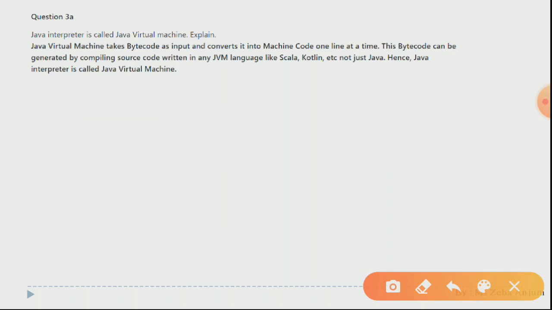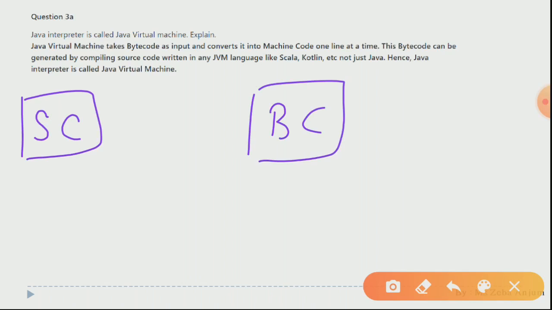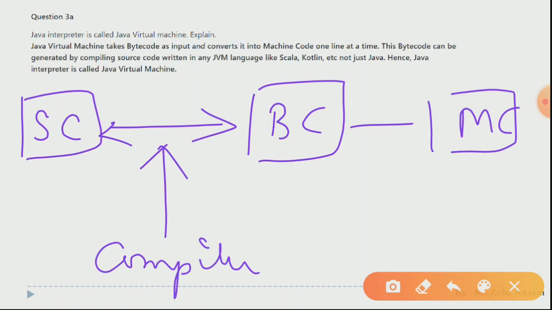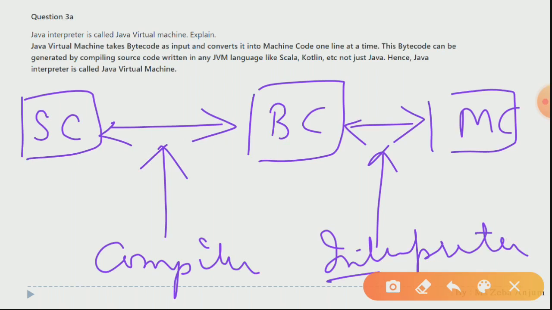You are having this source code over here, and you are having this bytecode over here, and you are having this machine code over here. The conversion between these two is done by compiler. And the conversion between these two is done by interpreter. And this interpreter is also known as your JVM.